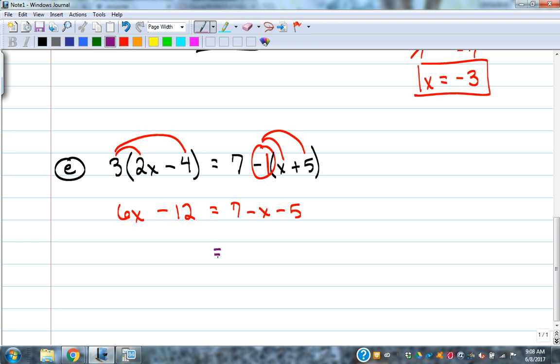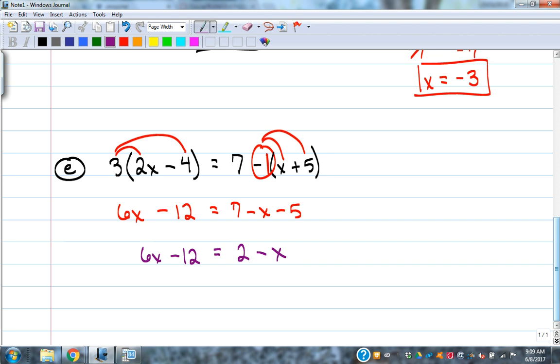And I usually like to simplify each side if possible before I start moving things from one side to the other. So the left side doesn't simplify any. But the right-hand side, we got a 7 and a minus 5. Those two are like terms. So 7 minus 5 would be 2. And then it's a shorter problem. Then there's a little less stuff to worry about from there.